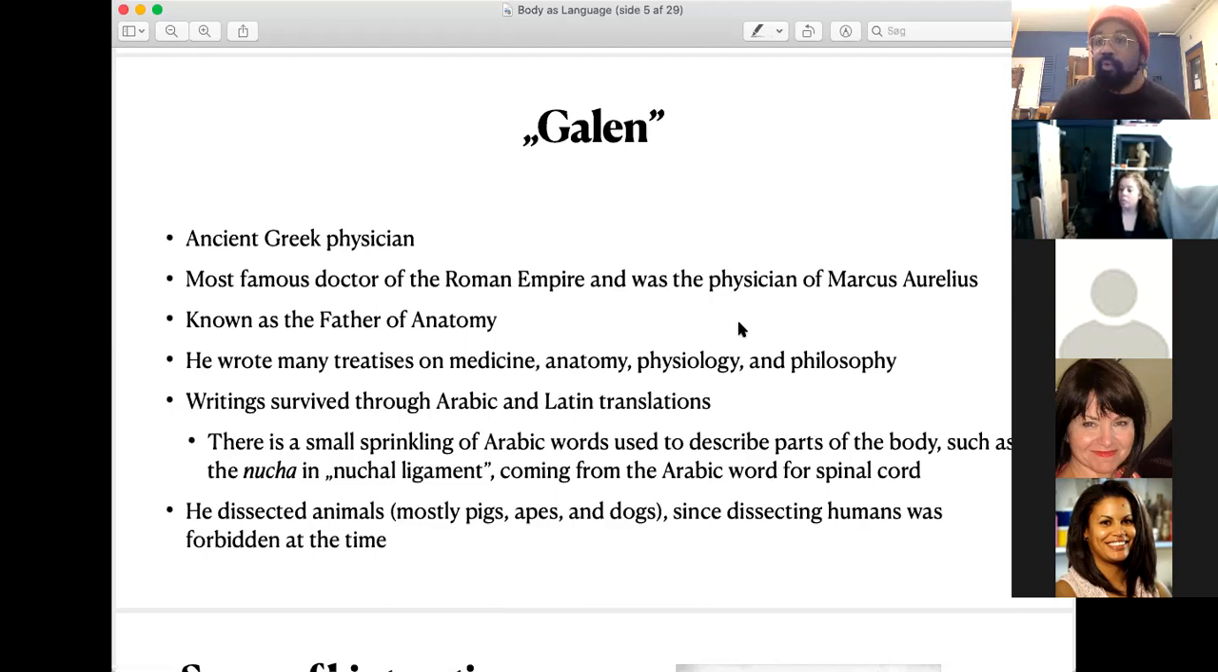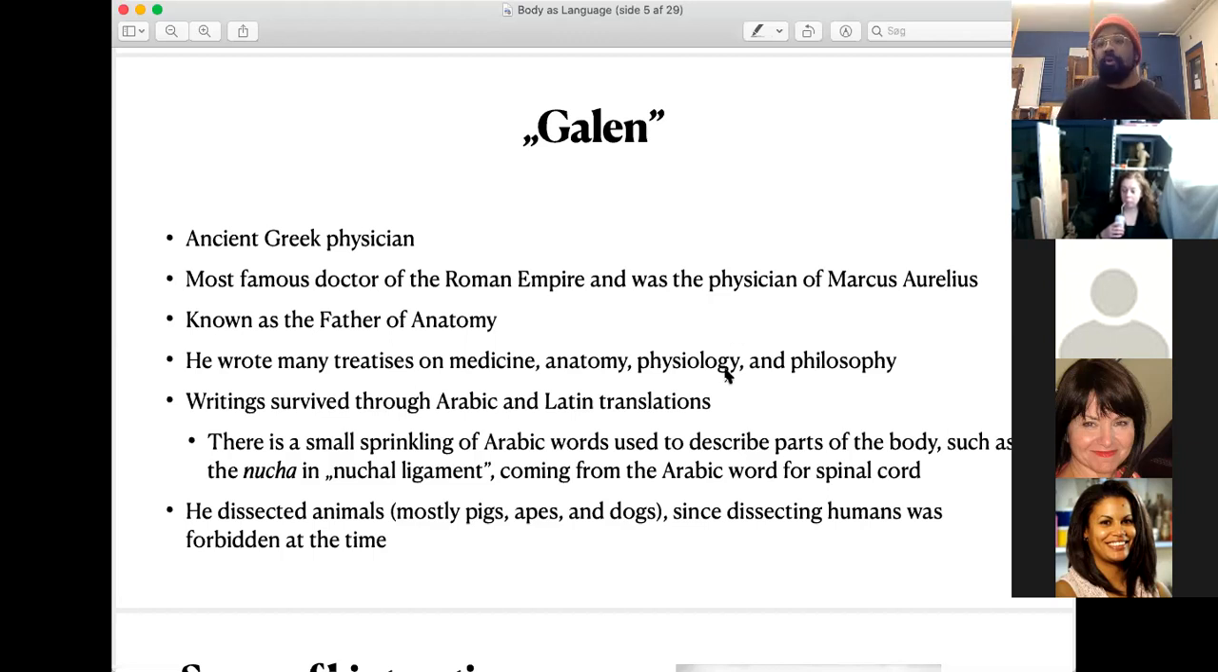And though most of the words that we use to describe the body today in anatomical terms are mostly Greek and Latin, I have come across a couple. There's a sprinkling of ones that are actually from Arabic, and one of them is nuca, like the nuchal ligament. It looks very Greek, but it's actually an Arabic word meaning the spinal cord. But then the Latin purists came in and were like, actually, we're going to take that. But I think that's really interesting, just to know how far and wide the scholarship of anatomy has gone.